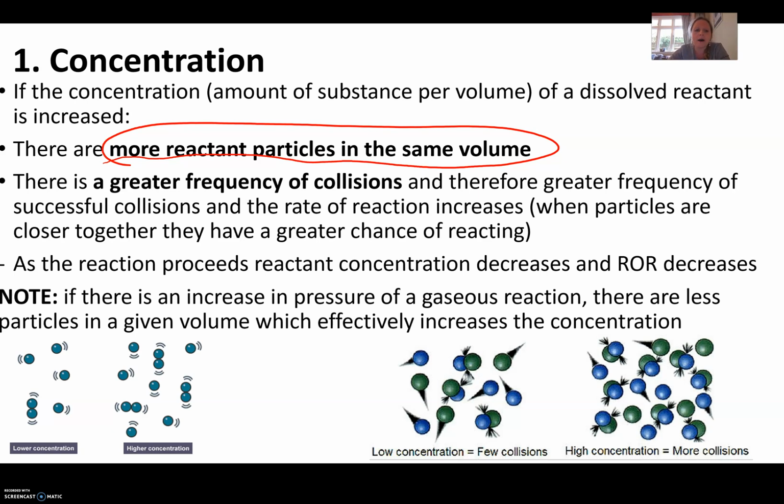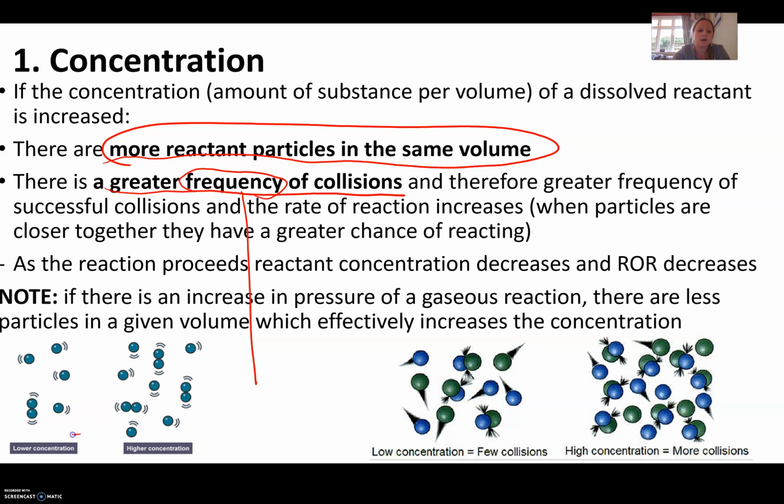So if we've got more particles, what happens is there's a greater frequency of collision. Frequency meaning there are more collisions in a given amount of time. Now, because we're talking about rate, every answer must link back to time. And so it's a lot quicker to use the word frequency than it is to say there are more collisions in a given amount of time, or there are more collisions per second. So it's quite a bit easier to use this word frequency, and I encourage you to use it. So there's a greater frequency of collisions, and therefore the rate of reaction will increase.